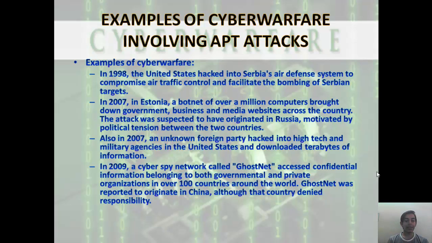Also in 2007, an unknown foreign party hacked into high-tech and military agencies in the United States and downloaded terabytes of information. In 2009, a cyber spy network called GhostNet accessed confidential information belonging to both governmental and private organizations in over 100 countries around the world. GhostNet was reported to originate in China, although that country denied responsibility. Now these are a few basic examples of cyber warfare that involved APT attacks.